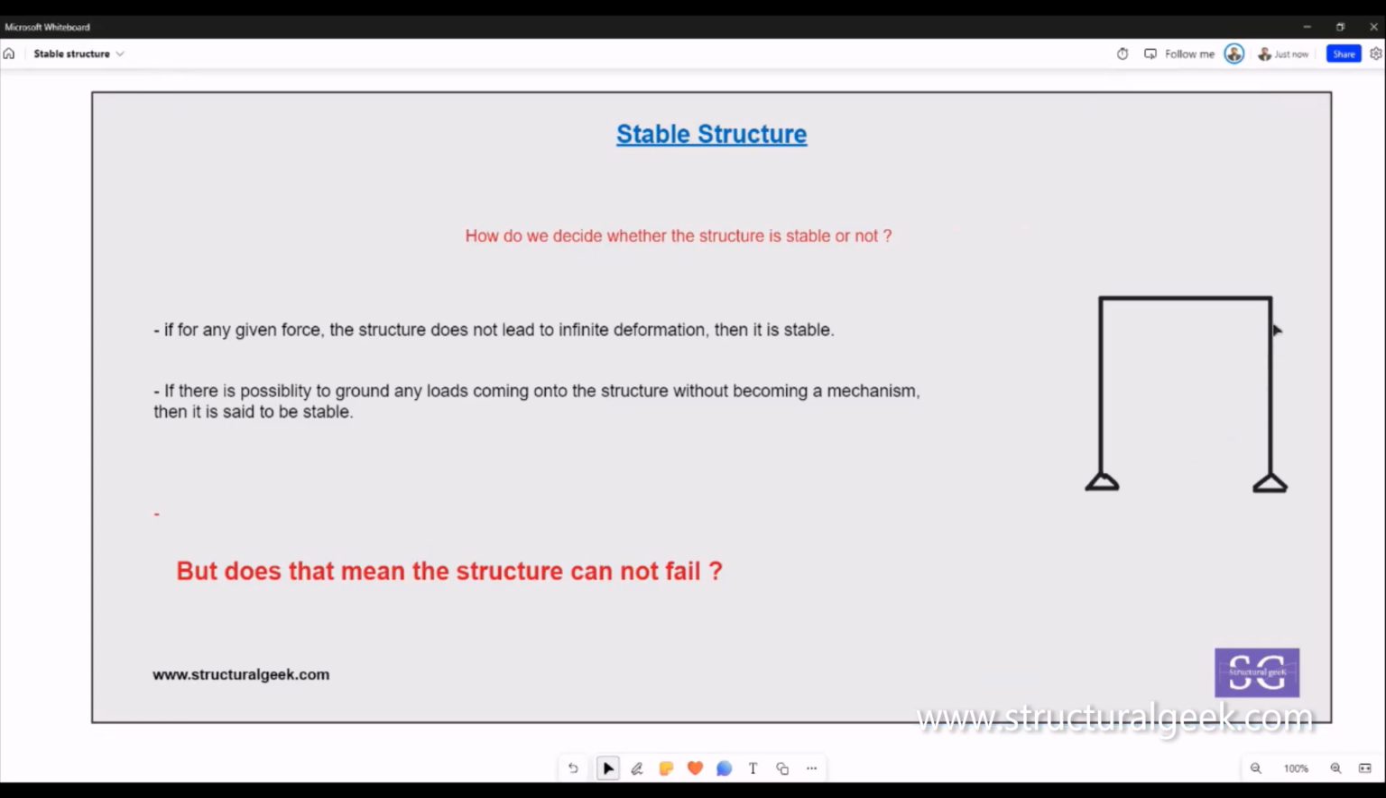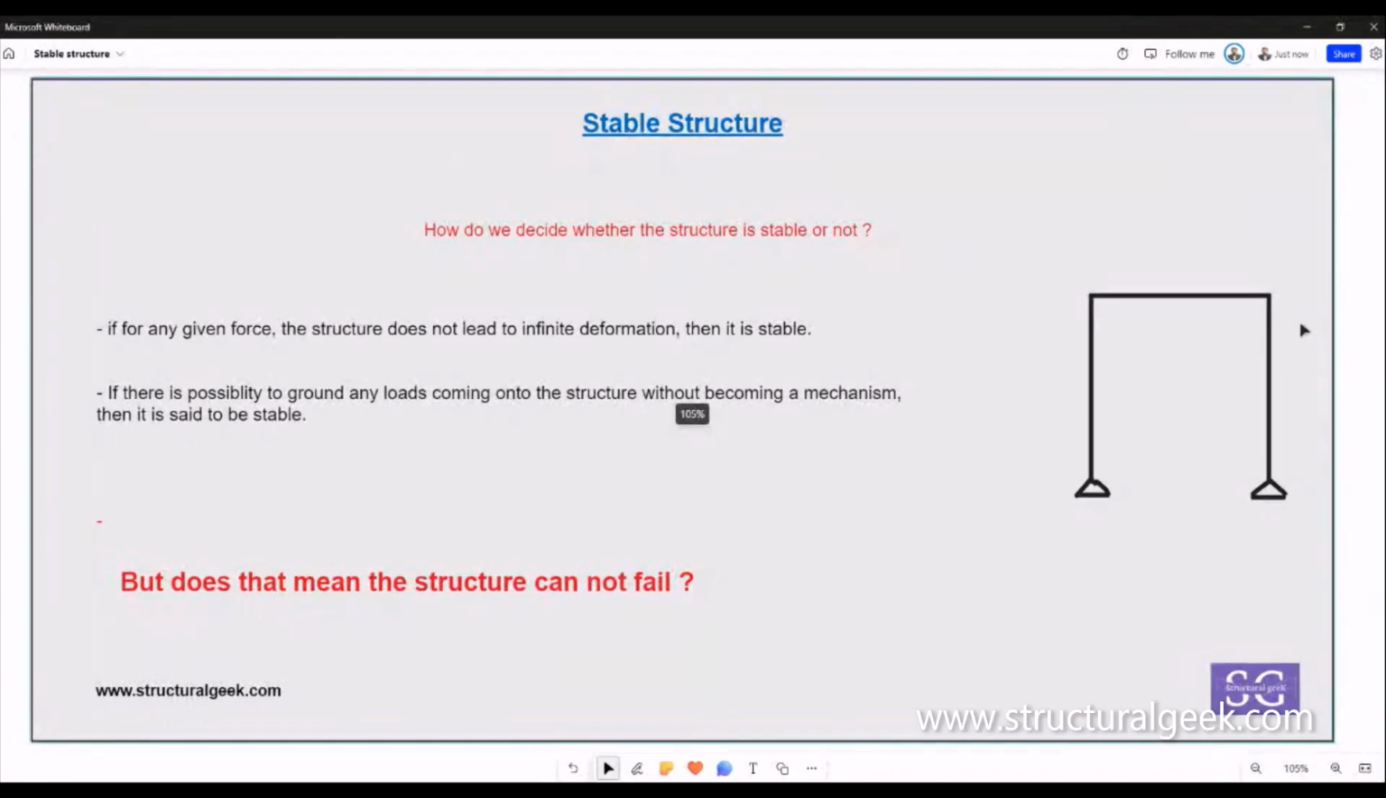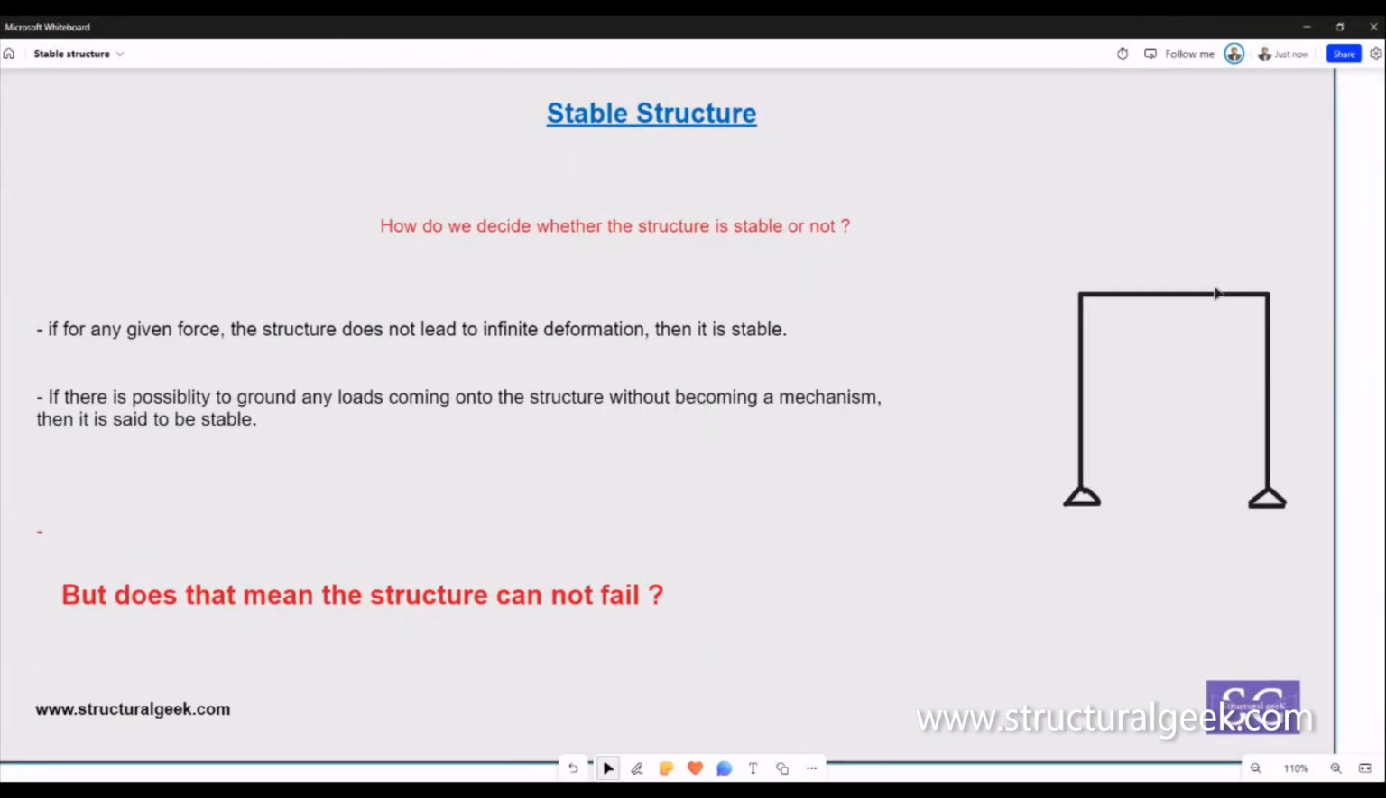So, let's take an example. Let's take a frame that you have over here, which is a 2D frame, so that has the possibility of having translation in x direction, translation in y direction, and a rotation in the z direction. So for any set of loads that can occur through these three mechanisms, if the structure does not lead to an infinite deformation, we can say the structure is stable.